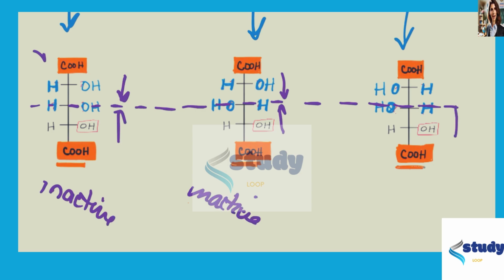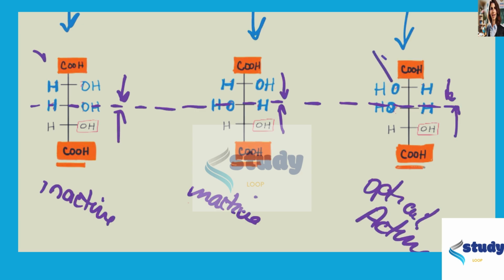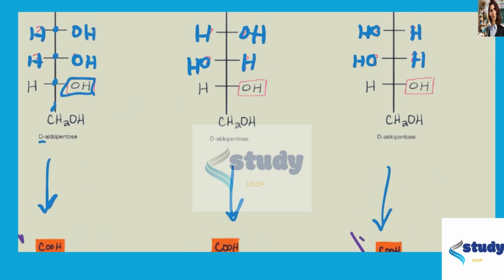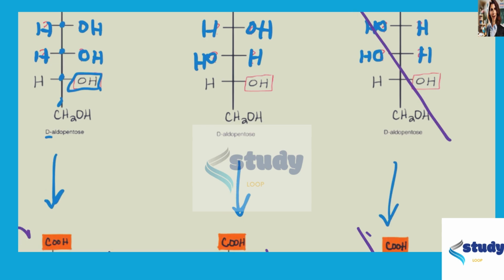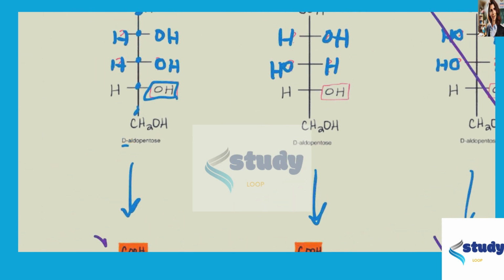When we look at this one, however, notice we have OH on the bottom, but we have H on the top. This one is not symmetrical, so this structure is optically active. All right, so this one's going to be out. This is not the structure we're starting with because it doesn't fit the criteria. It needs to be optically inactive. So we're down to these two structures.